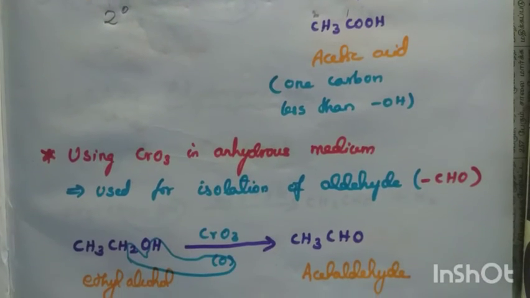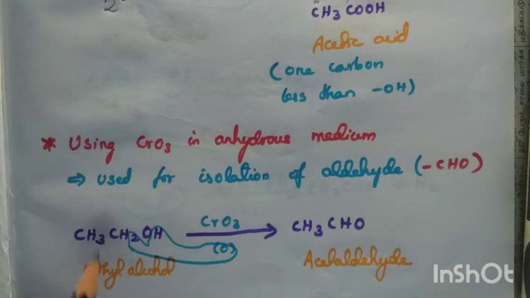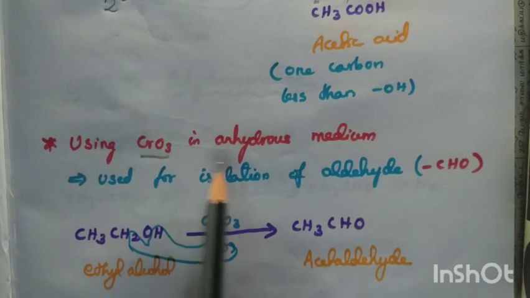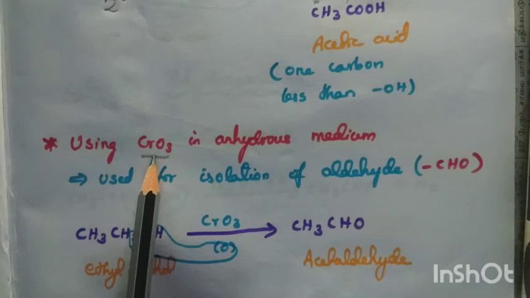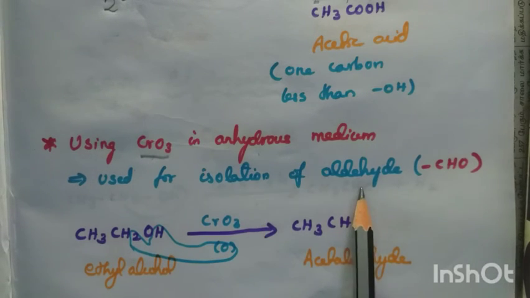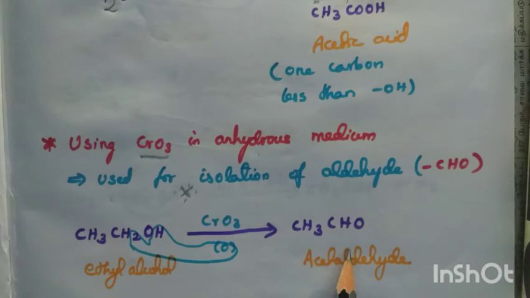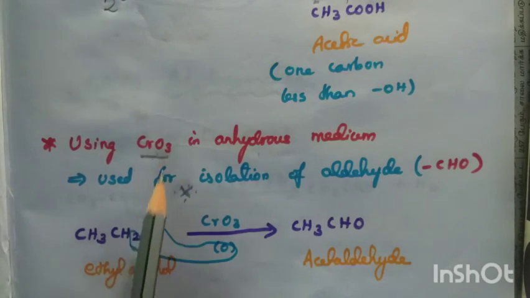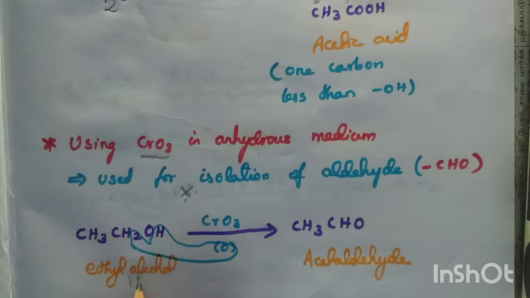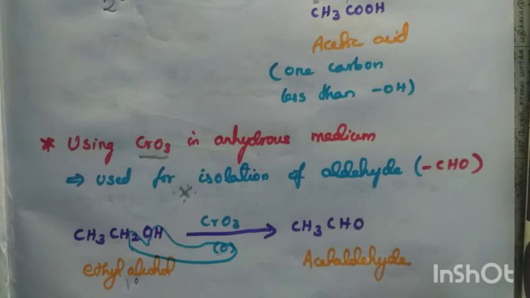Now this is one of the special oxidizing agents, that is CrO3, anhydrous chromium oxide. That is used for the isolation of aldehyde. Important, one mark. So if you want to stop the oxidation at aldehyde, you can use this reagent. So ethyl alcohol, a primary alcohol, on oxidation gives aldehyde, and with further oxidation gives acid. But if you want to stop at aldehyde, use CrO3. Same reaction, addition of oxygen, removal of hydrogen. We get CH3CHO.